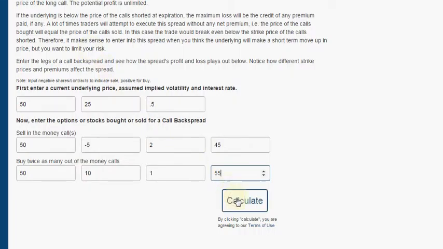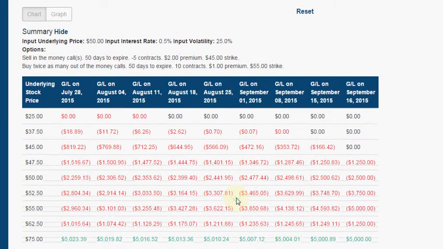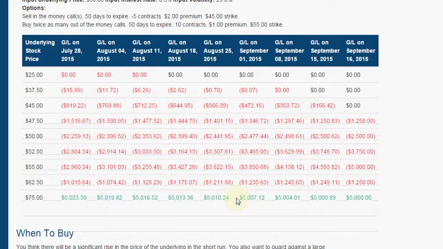I hit calculate here, and you can see the way this strategy plays out. As I mentioned earlier, if the price ends up in between, or doesn't go down a lot, you lose money. But then when it goes up, you make money. And when it goes down a lot, you break even. It could have been a net debit or a net credit, but in this case, you're breaking even.